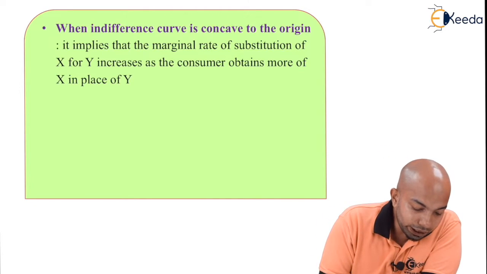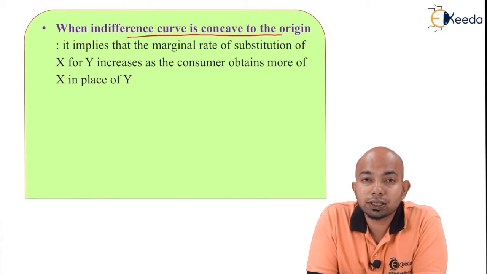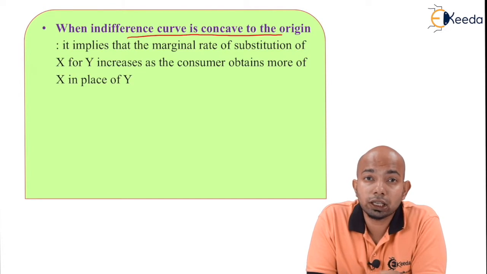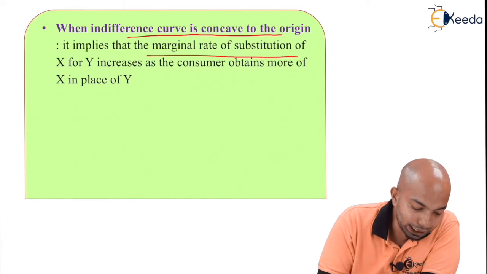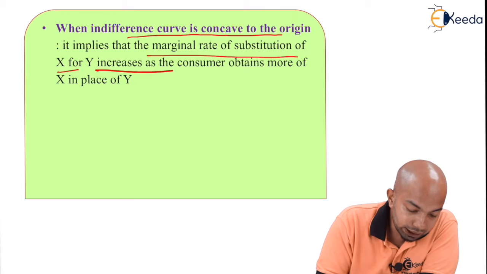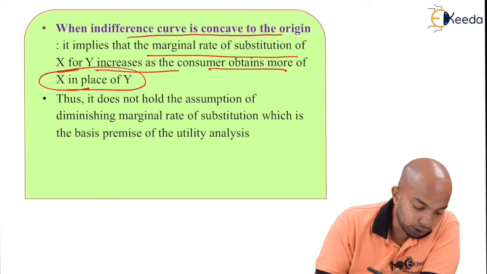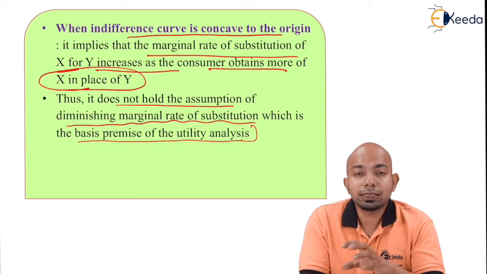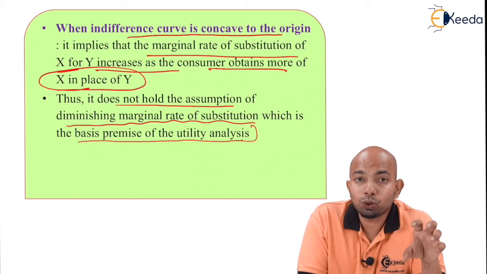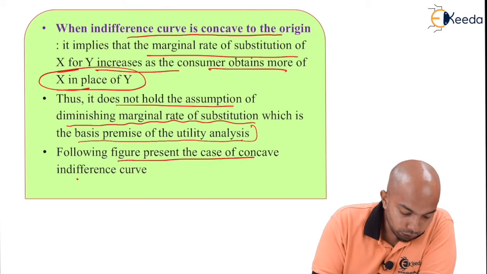Now, when the indifference curve is concave to the origin, whereas the earlier one that we discussed was convex, what happens basically? It implies that the marginal rate of substitution of x for y increases as the consumer obtains more of x in place of y, just like we discussed right now. Thus, it does not hold the assumption of diminishing marginal rate of substitution, which is the basic premise of utility analysis. Hence, what we discussed earlier, that it will hold true, won't happen at all. Now, the following figure presents the case of a concave indifference curve.